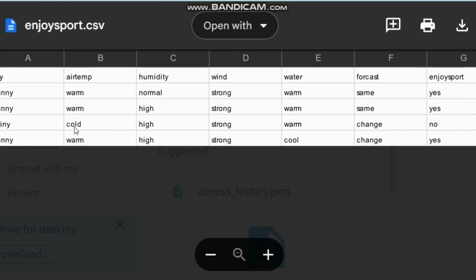The third, as you can see, the sky is rainy, temperature is cool, humidity is high, wind is strong, water is warm. The forecast has changed, so hence this is a negative example. And our last instance: the sky is sunny, air temperature is warm, humidity is high, wind is strong, water is cool, forecast is change, and yes, he is enjoying the sport. So this is a positive example.